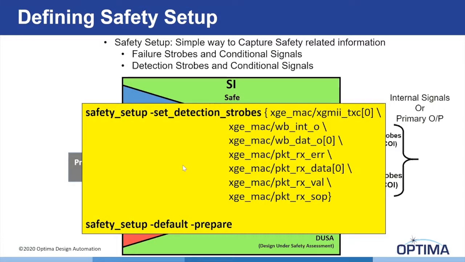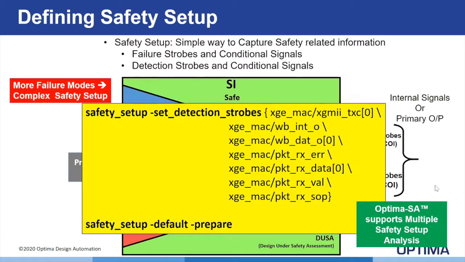So how do you define the safety setup? It's a simple command with detection strobes and set fault strobes. If you use dash default, that means all the primary outputs are considered for the failure strobes, and you need to use the prepare command. As more and more failure strobes and more safety setups are defined, it becomes very complex. More failure modes, the more complex the safety setup. So Optima SE supports multiple safety setup analysis. You can do what-if analysis and arrive at the optimum safety setup.